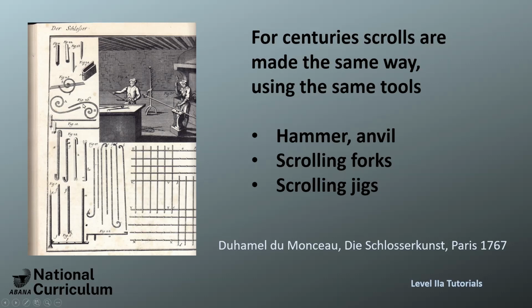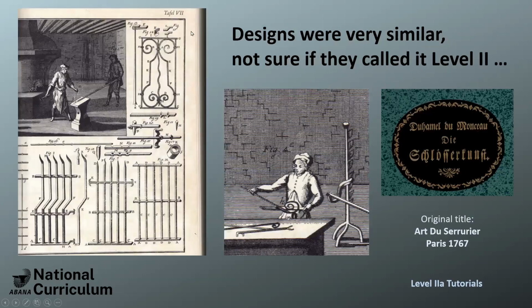And you see a scroll jig here. It looks pretty much like what we teach. So I thought this was pretty amazing when I saw that in this book. And then the other side page, I found this grill here. That's a couple of 100 years old. And I'm not sure if they called that a level 2 grill, but it's awfully close to what we call a level 2 grill.